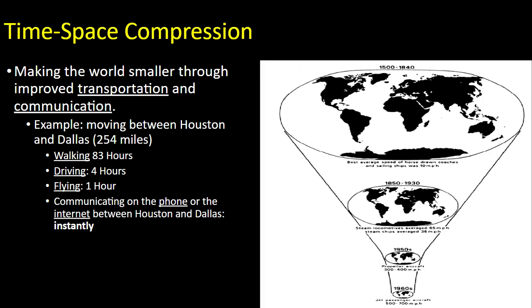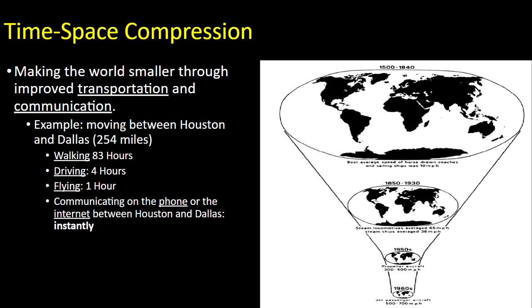Time-space compression. Okay. This is a very, very simple concept, but a lot of students get very confused. I like that. Time-space compression. All it means is that what used to take a long time to do something is now a lot faster because of something called technology. Now, for these purposes, the world is getting smaller. Is it physically becoming smaller? No, it's not. However, it is becoming smaller because of technology.